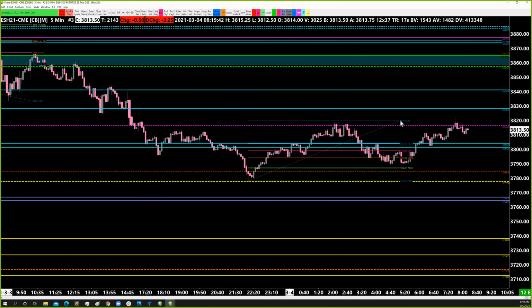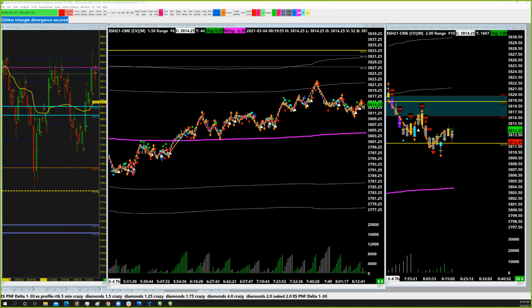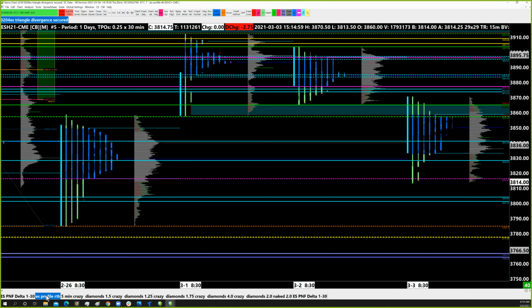All right. So let's go adjust the zones so that we know what it looks like coming into today and what the critical areas are. And then we'll go look at the smaller time frame charts. So we'll get rid of this. Bring up the ES profile.